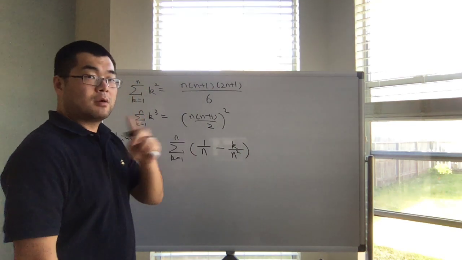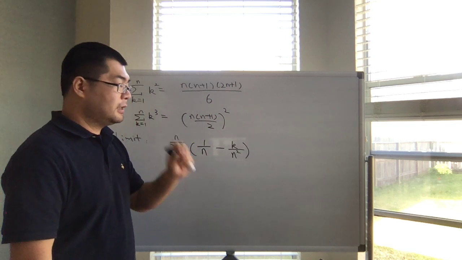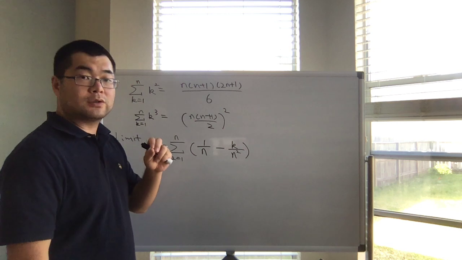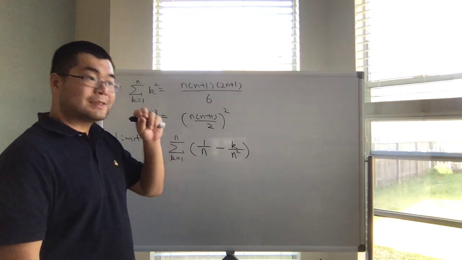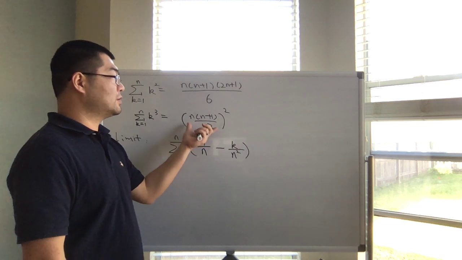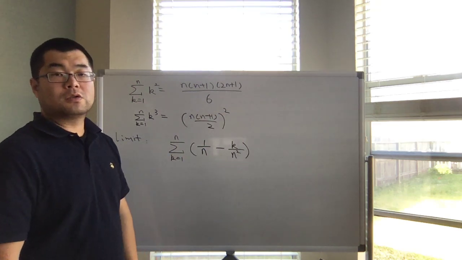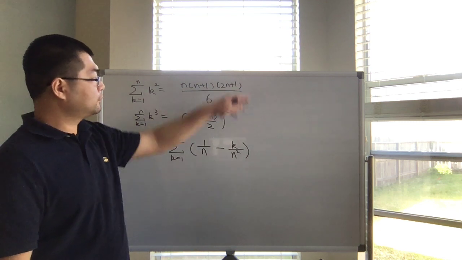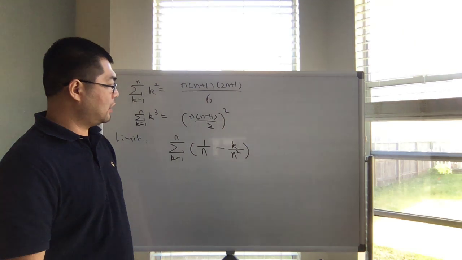Why? Because remember, the sum of the first n integers is n times n plus 1 over 2. But the sum of cubes is that result, squared. Okay, so those are the 2 formulas here.